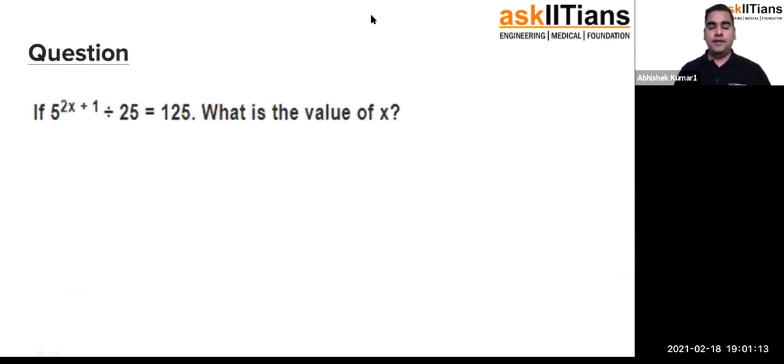Okay. Now we have one more interesting problem here. It says if 5 raised to the power 2x plus 1 is divided by 25 and the answer you are getting is 125. I repeat, if 5 raised to the power 2x plus 1 when divided by 25 gives 125, then what is the value of x, or for what value of x is this equation going to hold true? So let's see.